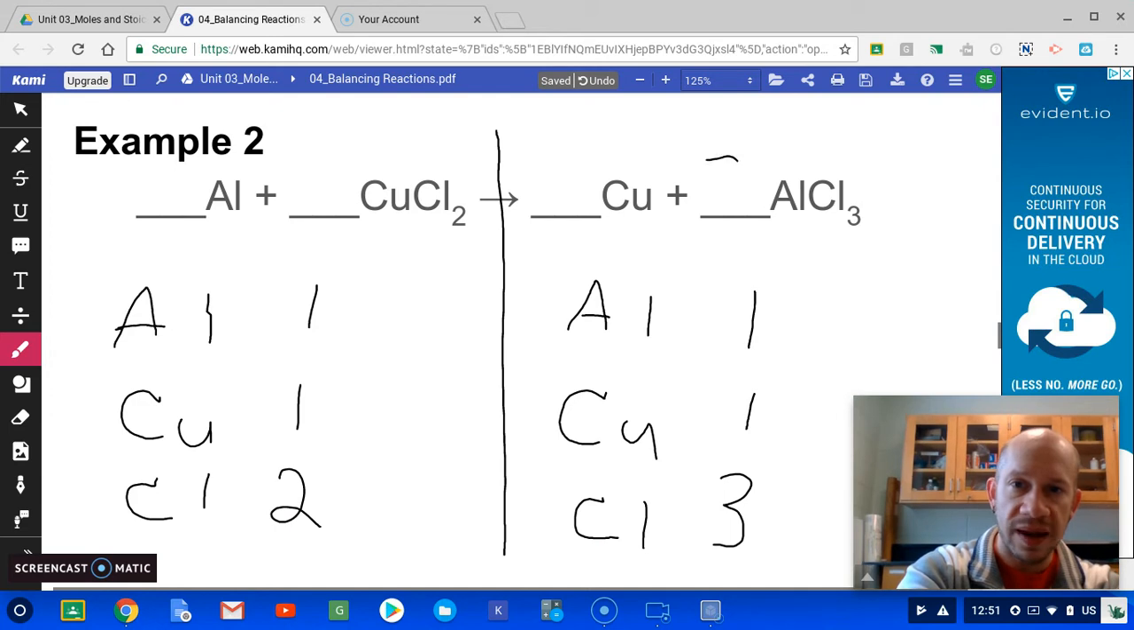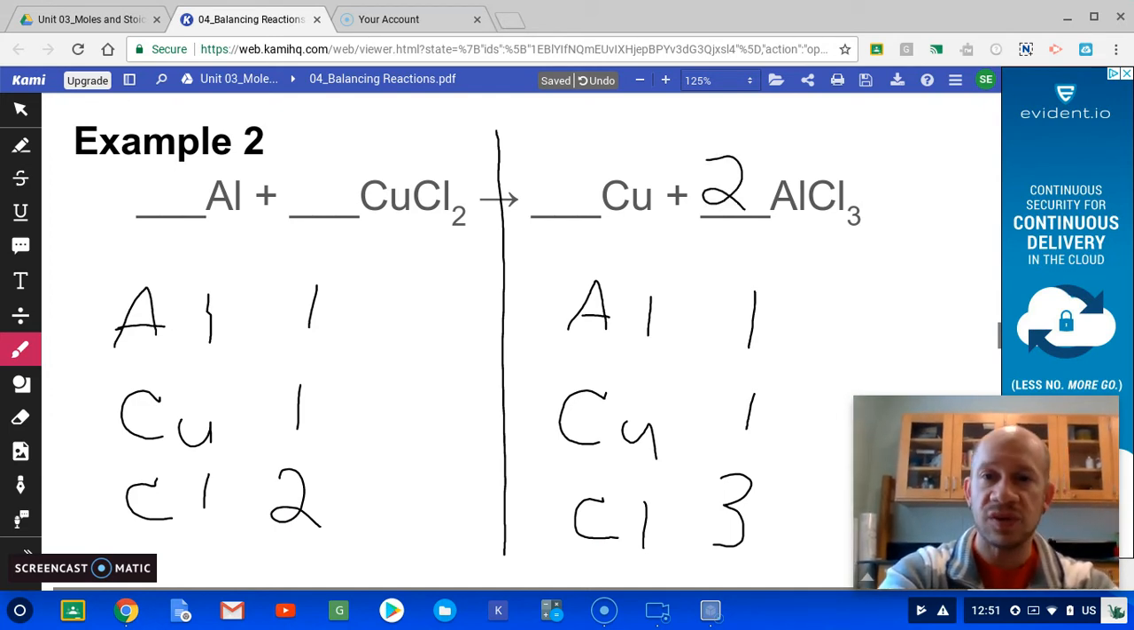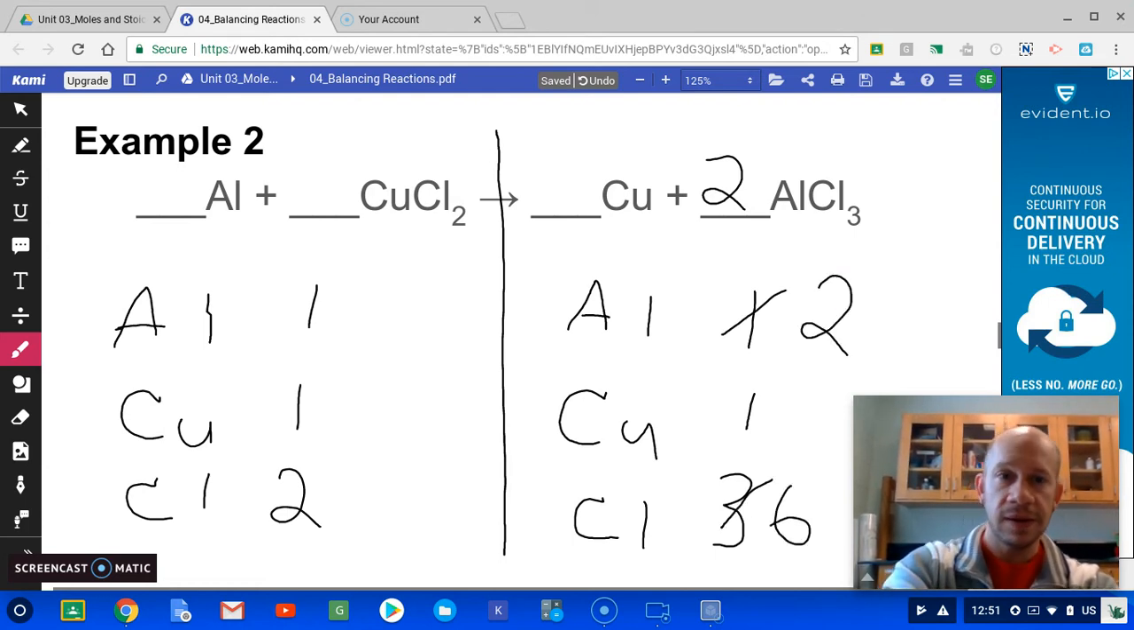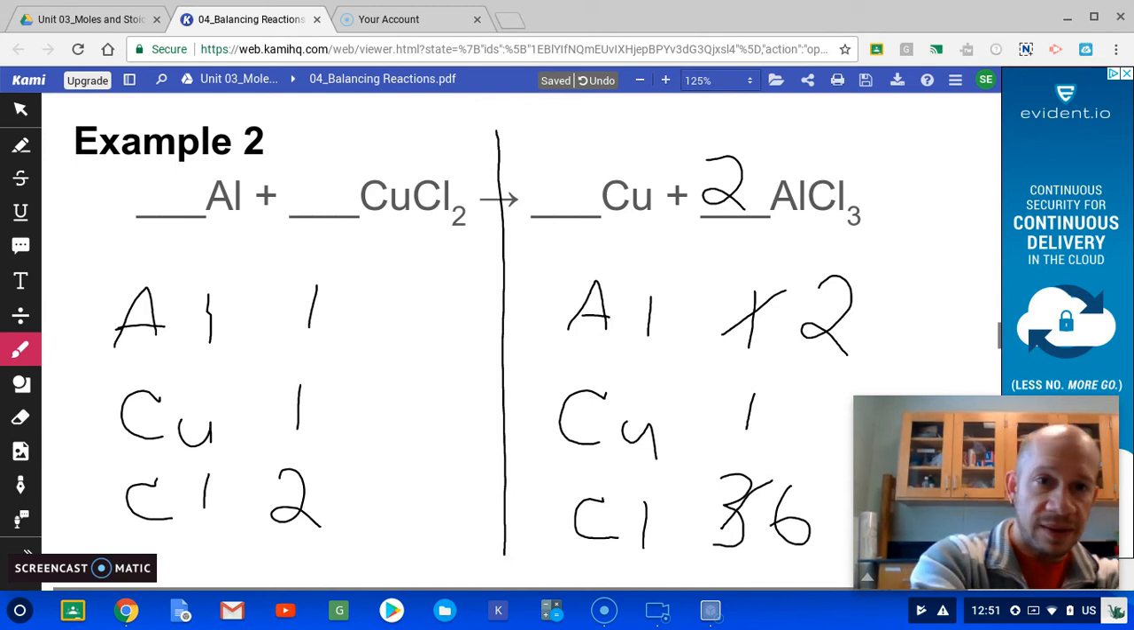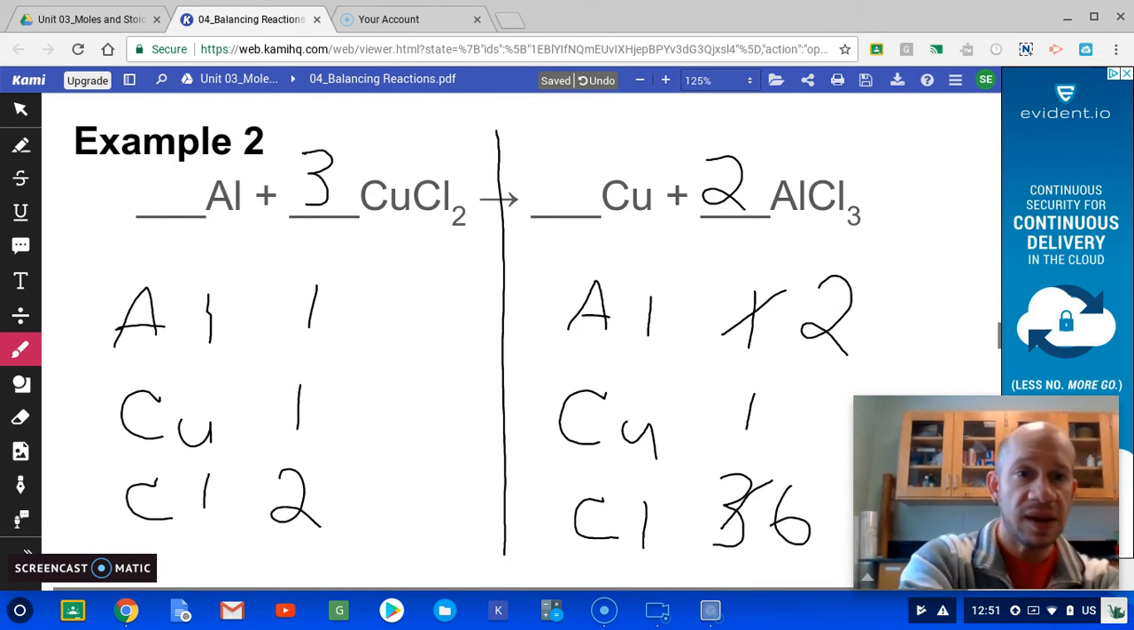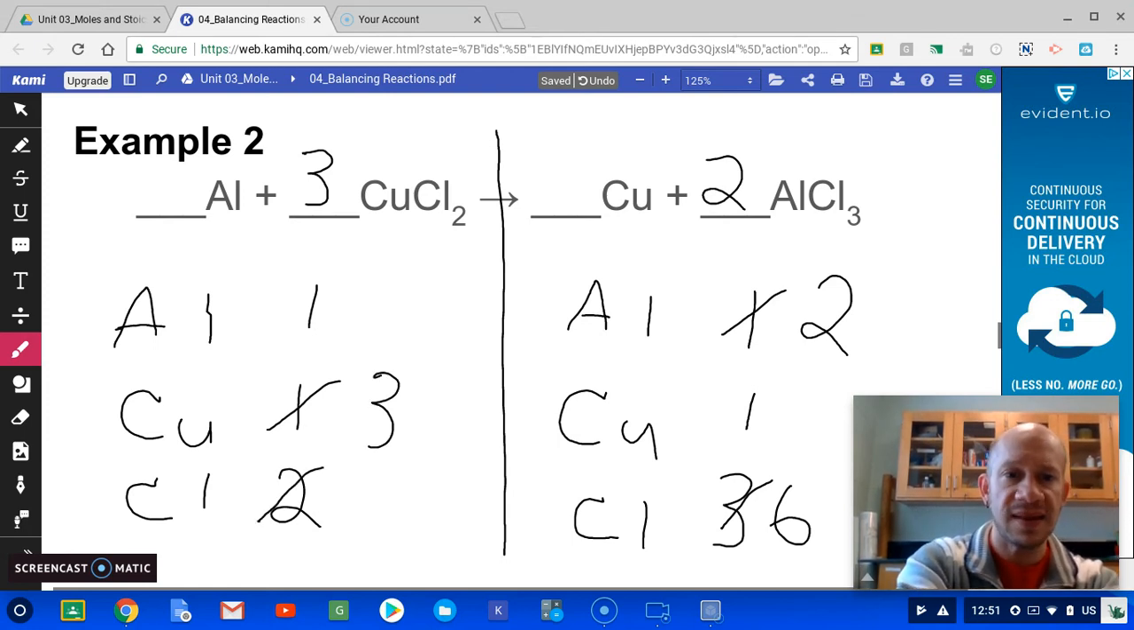So to do that, I have 2. Because I put the 2 in front of the aluminum and the chlorine, I have to update both of these numbers. 2 and 6. Now for my chlorine on this side, I'll do the same thing, 3. So 3, update my copper. 3 times 2 is 6.